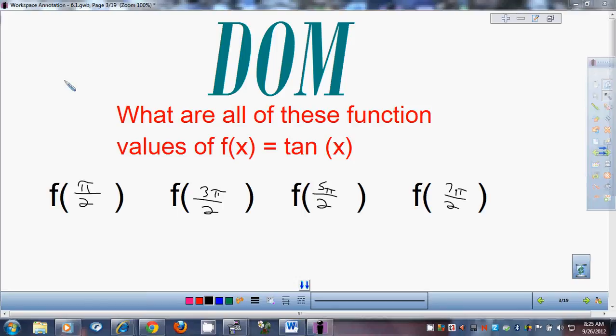Okay, what were all four of these DOMs? All four of them were undefined.